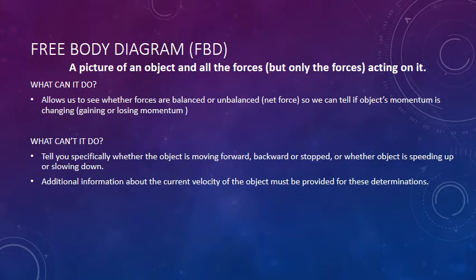One thing it can't do is tell you specifically whether the object is moving forward or backward or stopped, or whether it's speeding up or slowing down. That's because if we don't put the velocity on the object, we can't tell what's happening with the object. And a change in momentum by itself does not tell you whether the object is speeding up or slowing down. Remember, an object can have a positive change in momentum and be slowing down if the object was moving in the negative direction to begin with. So you need additional information about the object besides what's on the free body diagram. Usually it's the current velocity or the initial velocity of the object. Once you have that, you can start figuring out what direction the object is moving, and whether it's speeding up, slowing down, or keeping a constant speed.